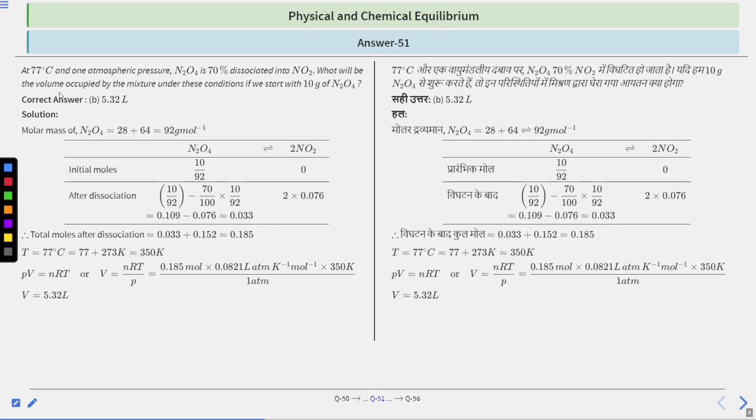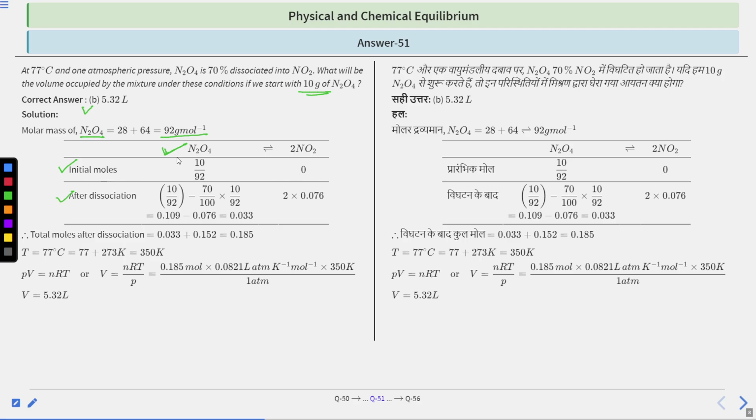Okay, so the correct answer is coming out as option B. So molar mass, if we calculate for N2O4, it is equal to 92 gram per mole, and this is the dissociation of N2O4 to 2NO2. Initial moles will be the given mass upon molar mass, and the given mass of N2O4 is 10 gram. So 10 gram divided by 92, and NO2 will be 0 moles initially.